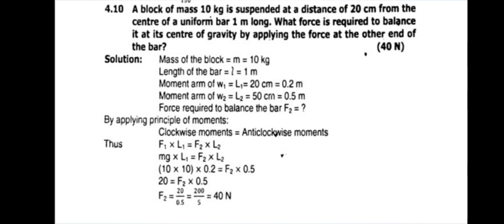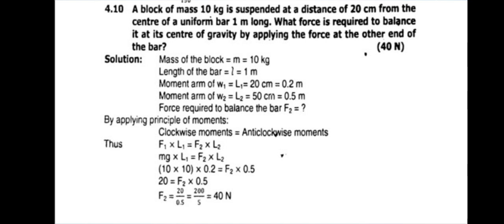You will firstly write down the given data, that is mass of the block equals 10 kg, length of the bar equals 1 meter, moment arm of weight 1 is L1, 20 centimeter, which equals 0.2 meter by dividing by 100, and the moment arm of weight W2 is 50 centimeter, which is equivalent to 0.5 meter by dividing by 100 as well. Now you are asked to find the force required to balance the bar, F2.